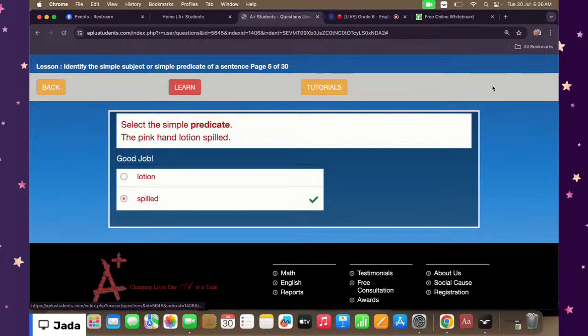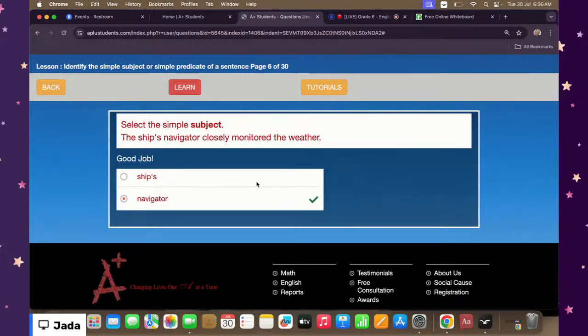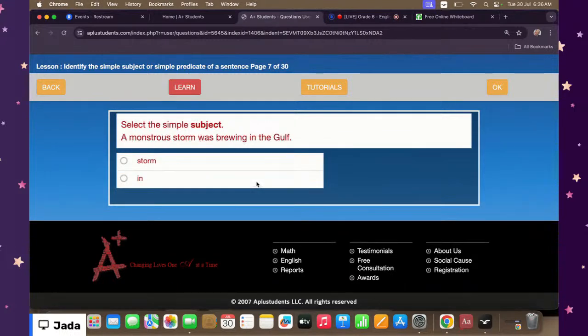So I'm guessing that you all would be able to identify the simple predicates now. This next question is asking for the simple subject. So please give me the simple subject. Oh, this was in the tutorial, so it was the navigator. Now this one, perfect. What is the simple subject here? Please let me know your answer, everyone.